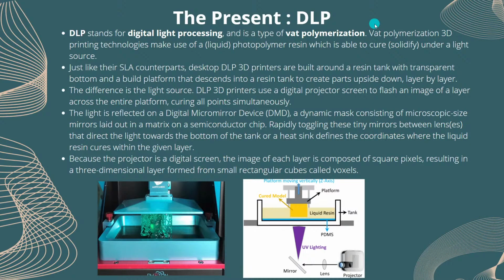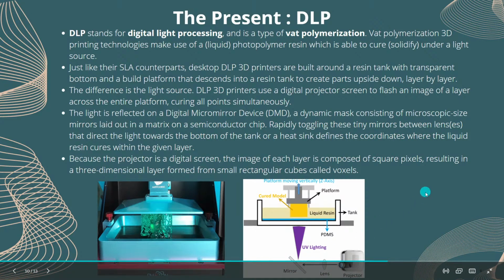Next, we have another vat polymerization technique called digital light processing. It's very similar to stereolithography. The only difference is that instead of a laser source, you have UV lighting here, and it gives you very accurate prints.